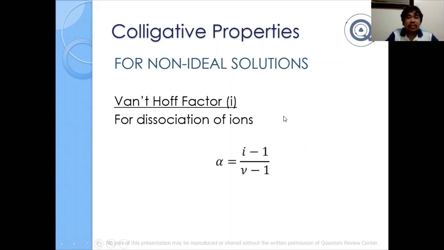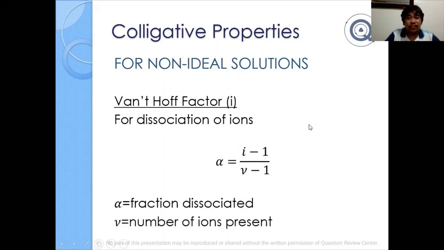For ionic compounds that dissociate, alpha is equal to i minus 1 over nu minus 1, where alpha is the fraction dissociated. Sometimes, remember, for example weak acids and weak bases do not dissociate completely, so alpha is the fractional dissociation. What is nu? It's the number of ions formed, may it be a strong or weak electrolyte. It is the number of ions present in the reaction.